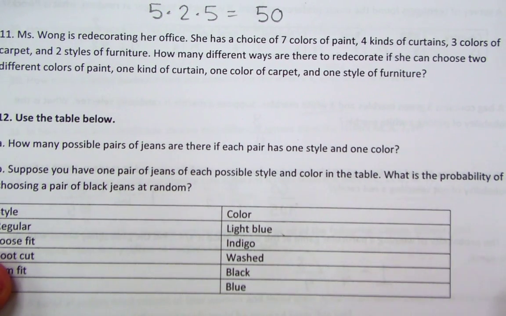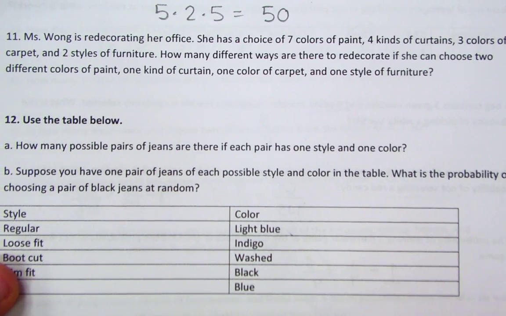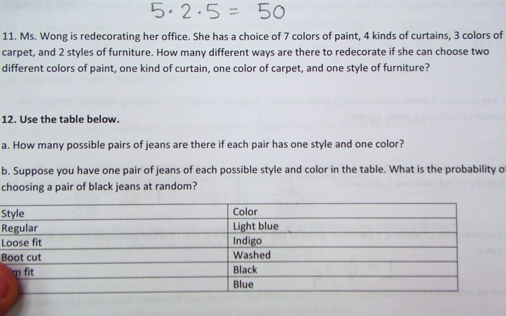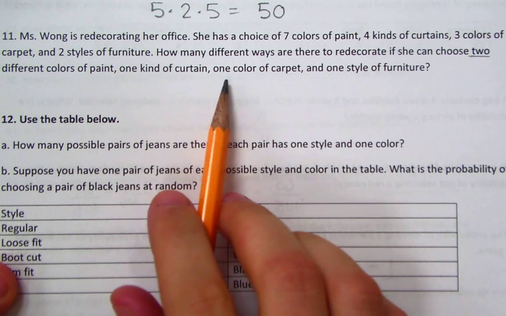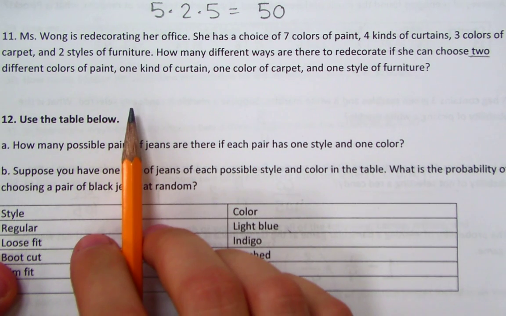11 goes along with the same kind of idea that we've been doing, but it throws in a bit of a twist, making it a little more difficult. Miss Wong is redecorating her office. She has a choice of 7 colors of paint, 4 kinds of curtains, 3 colors of carpet, and 2 styles of furniture. How many different ways are there to redecorate if she can choose 2 different colors of paint, 1 kind of curtain, 1 color of carpet, and 1 style of furniture? That's where the kick comes in.